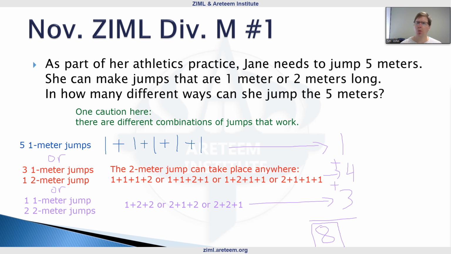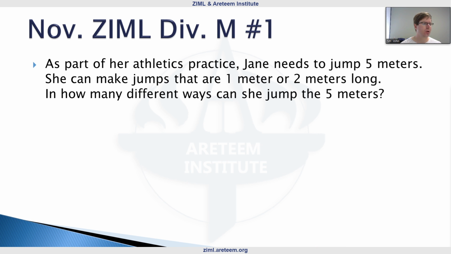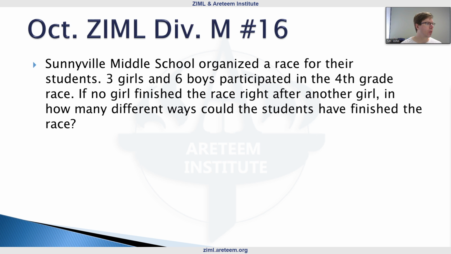Okay, so let's do another question about people and arrangements and racing. There's another trick that's good to think about here. Sunnyvale Middle School organized a race for their students. 3 girls and 6 boys participated in the 4th grade race. If no girl finished the race right after another girl, in how many different ways could the students have finished the race?